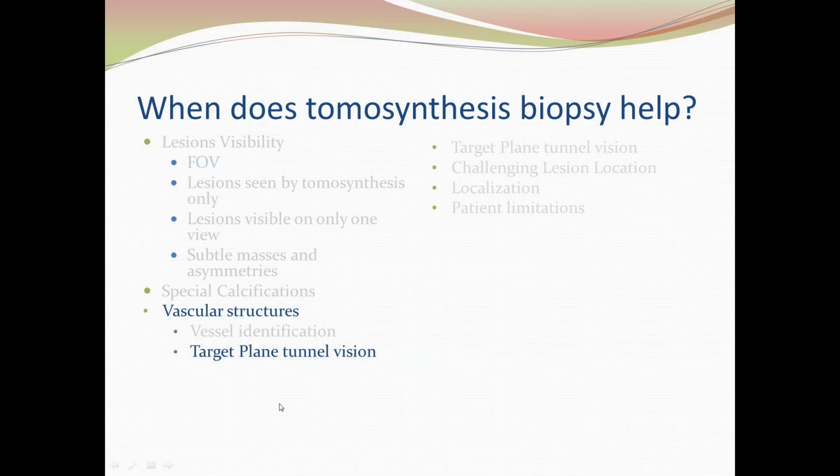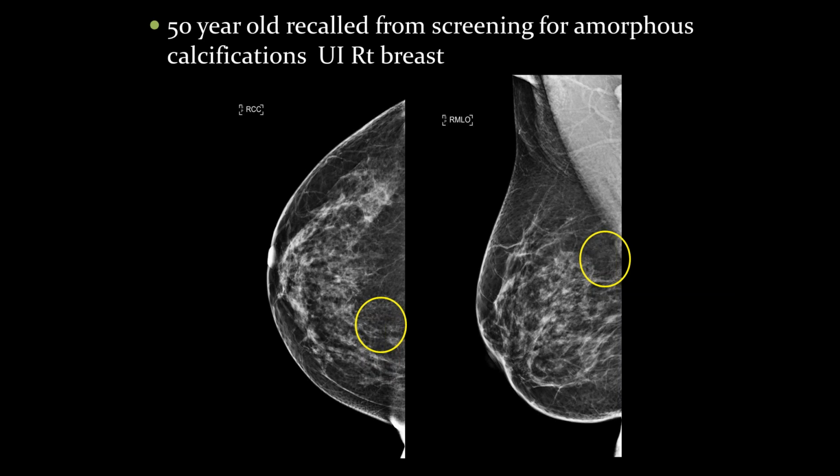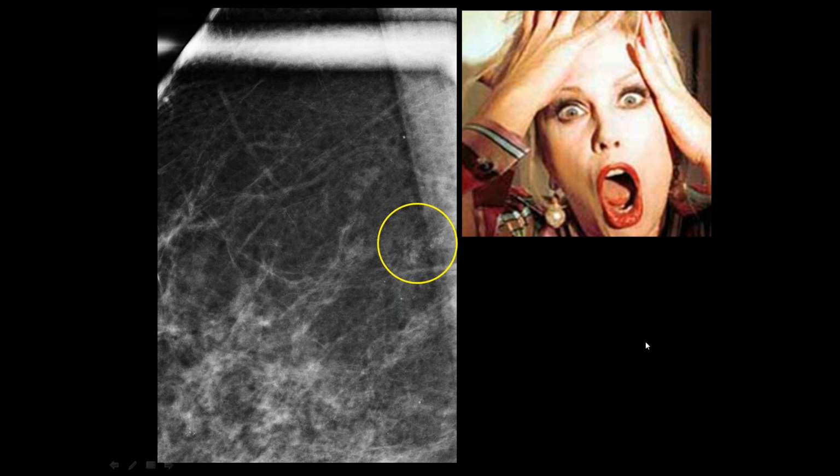I want to talk a little bit about target plane tunnel vision, because when you're doing tomosynthesis, you're only seeing one plane. And so you have to mentally decide what structures might I transgress getting to my lesion? And also, as I explained before, when you have multiple clusters of calcification, you have to pay attention. So this is an example of some really tough calcifications way up in the axillary tail. This is going to be a nightmare, so you don't freak out.